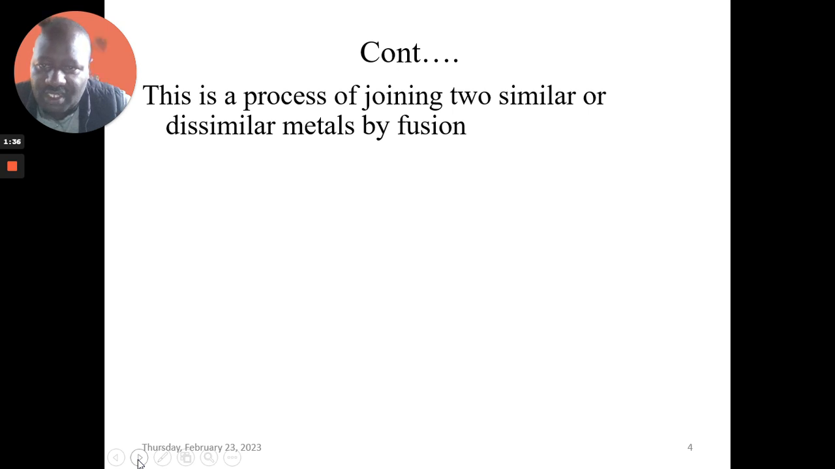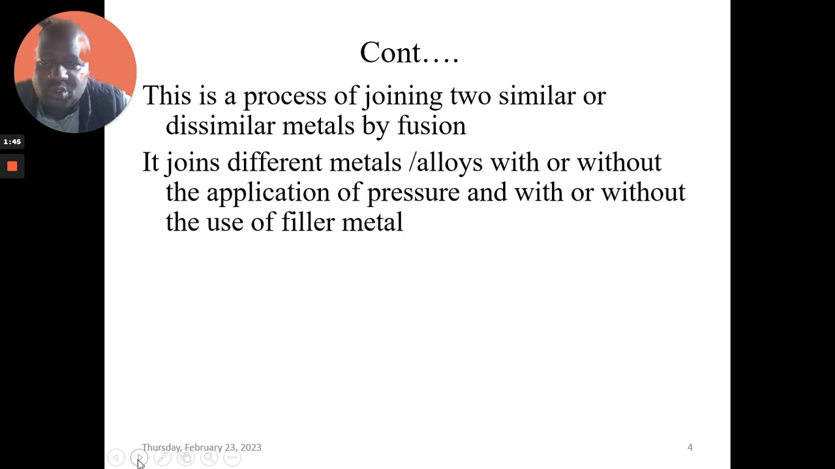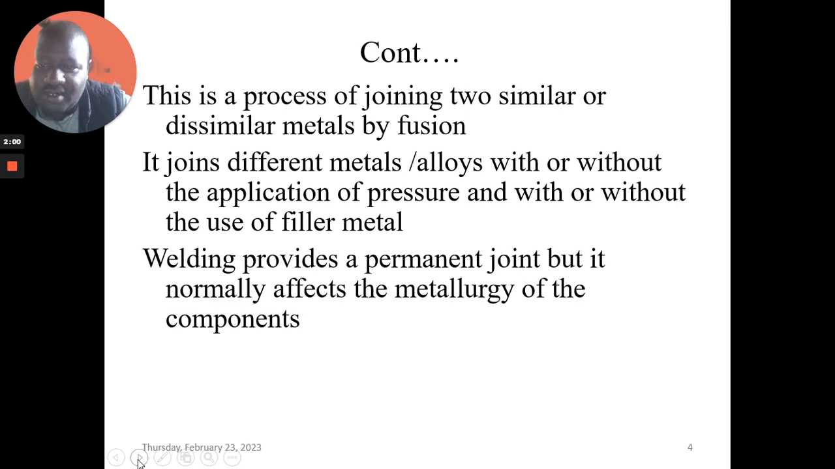Okay, the process of welding is the joining of two similar or dissimilar metals by fusion. It joins different metals or alloys with or without the application of pressure, and with or without the use of filler metals. Welding provides a permanent joint, but it normally affects the metallurgy of the component.